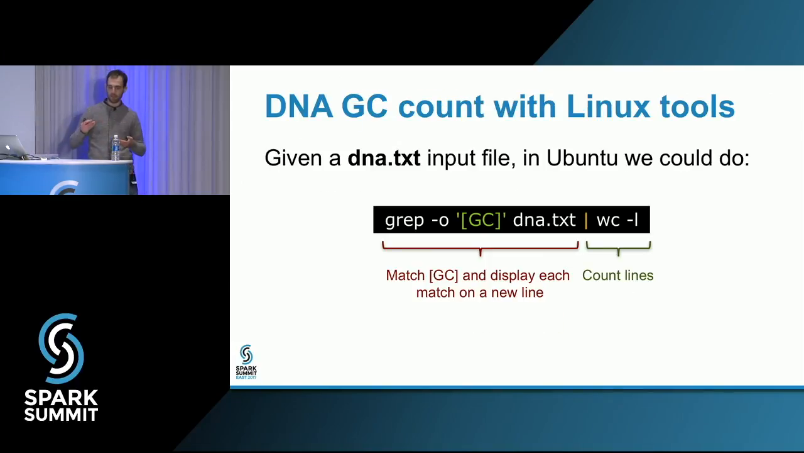And let's pretend we want to use Linux tools to do this. You can do it in many other ways, but for the means of this example, this is quite nice because everyone knows this stuff. And so if you have a DNA text as input, you can use first grep in order to filter out G and C and display them on different lines. And then you can use wc -l in order to count the lines and get the job done, okay?